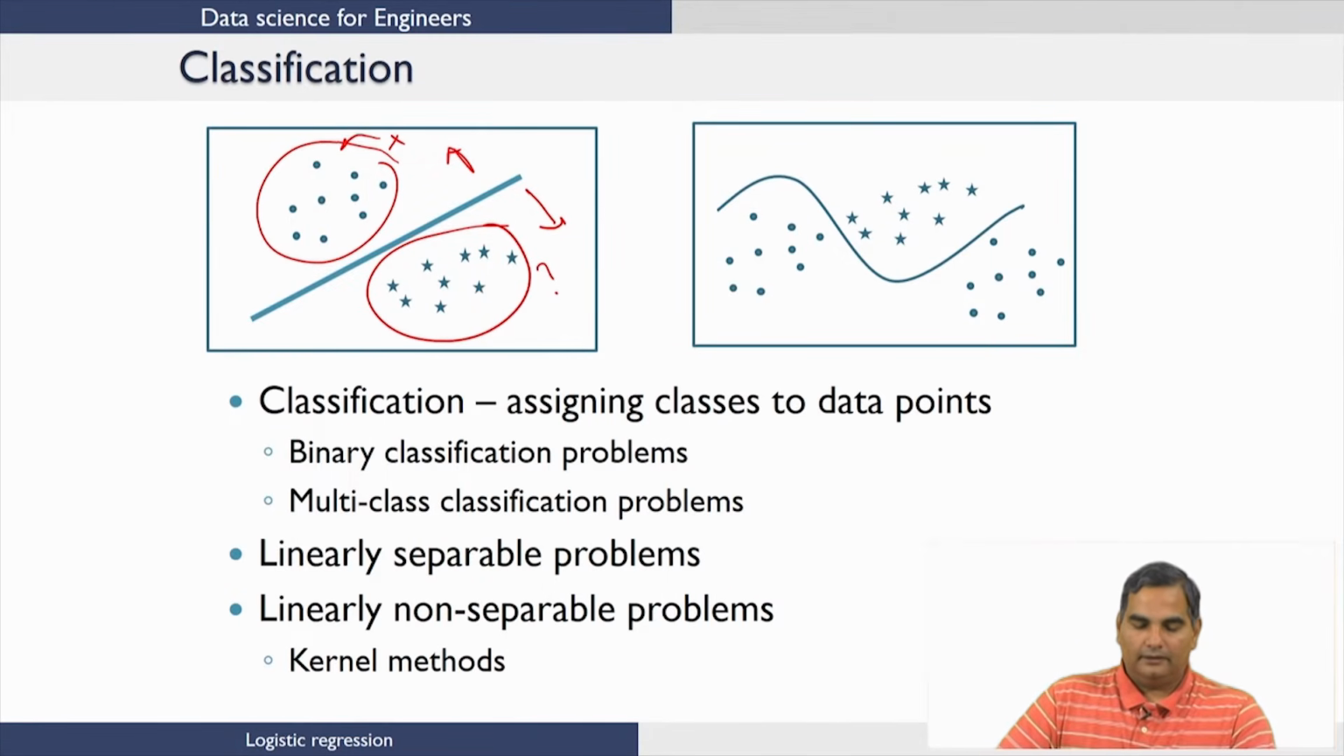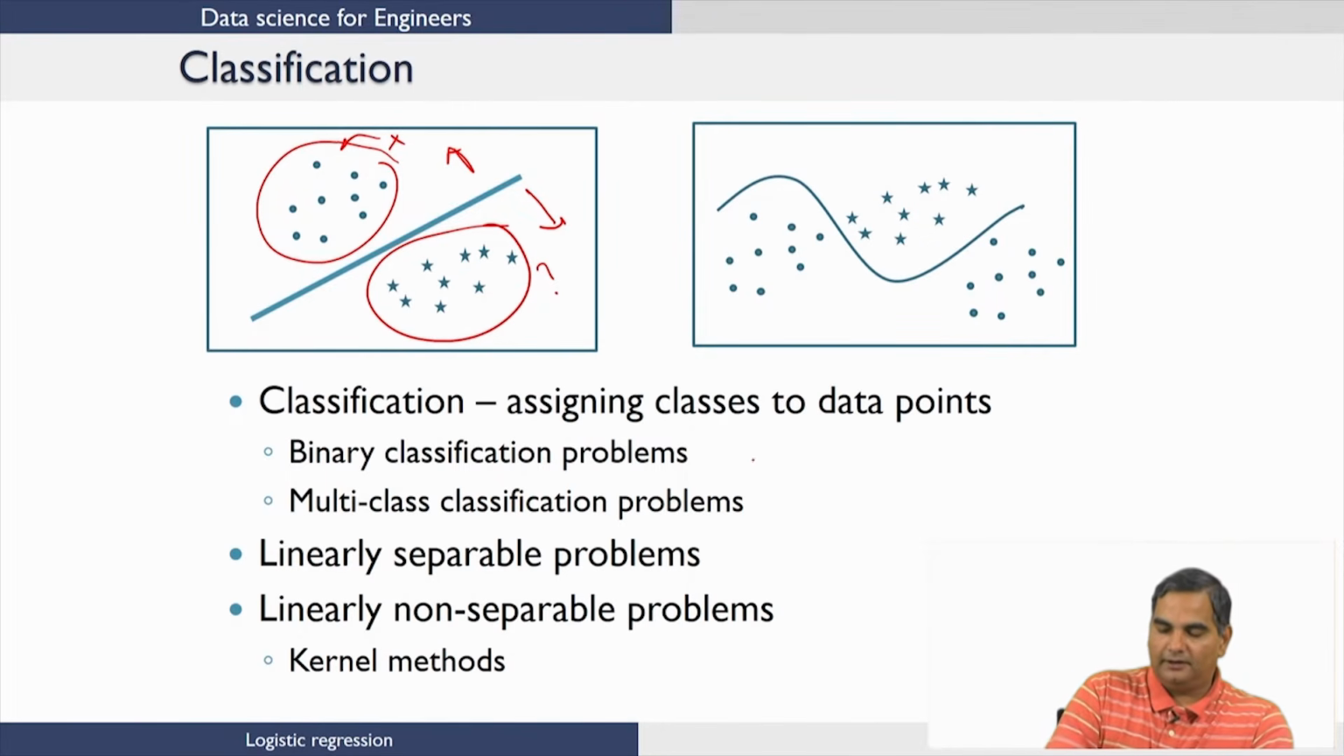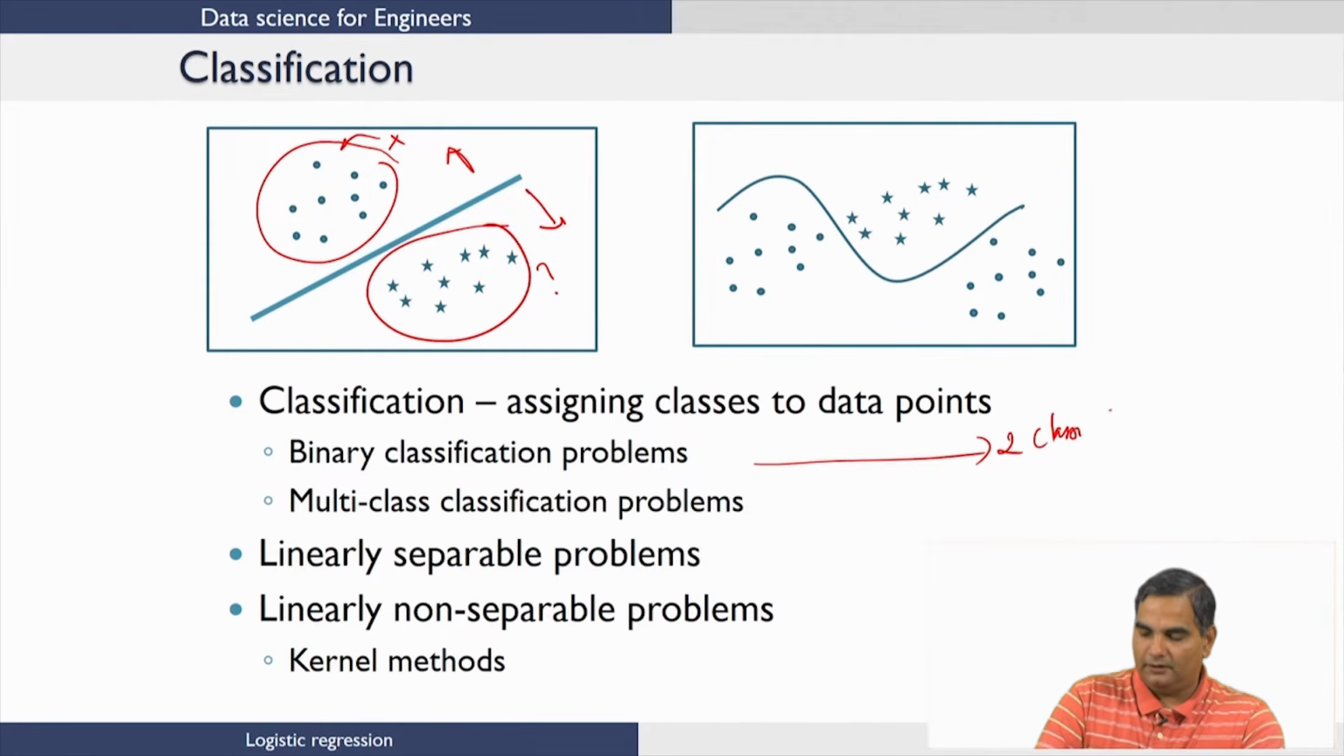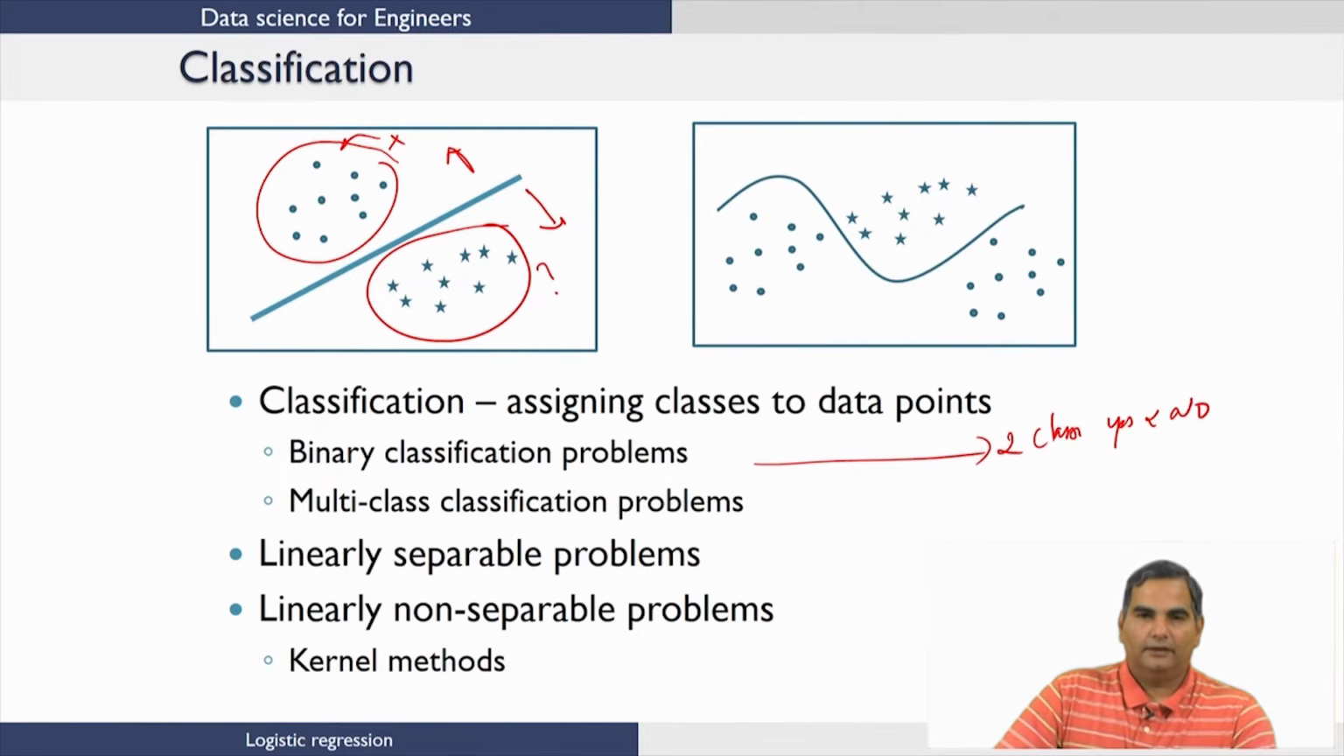Now, we can think of 2 types of problems. The simpler type of classification problem is what is called the binary classification problem. Basically, binary classification problems are where there are 2 classes, yes and no. So, for example, if you have data for a process or an equipment, you might want to simply classify this data as belonging to a normal behavior of the equipment or an abnormal behavior of the equipment. So, that is just binary.